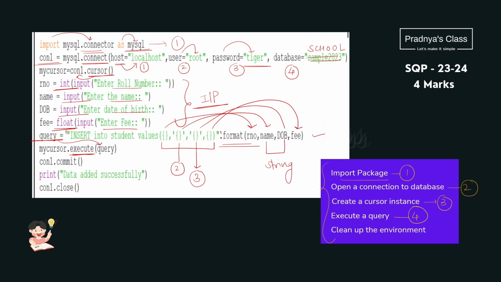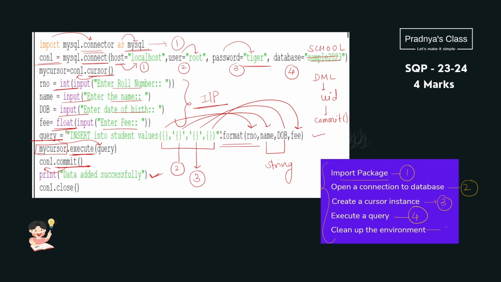The execute function works with the cursor instance. We are familiar with this concept that whenever we use any DML command, we need to use the commit function so that we can permanently save the changes into the table. So here is the commit function, which works with the connection object, that is con1. Printing one simple message to confirm the program is working fine.